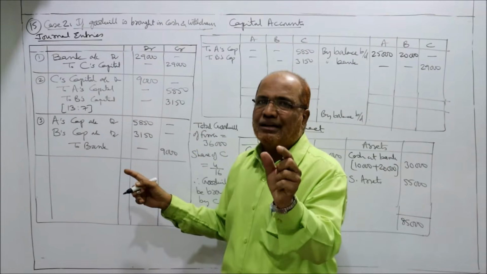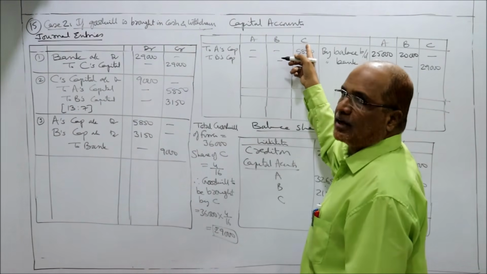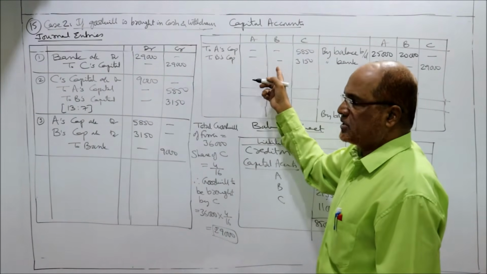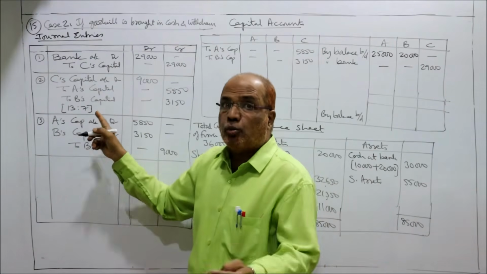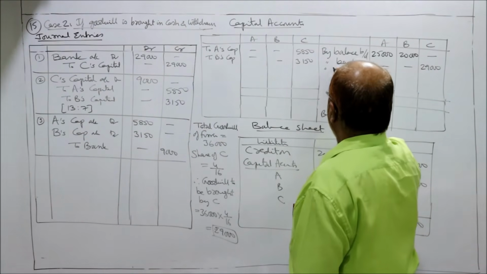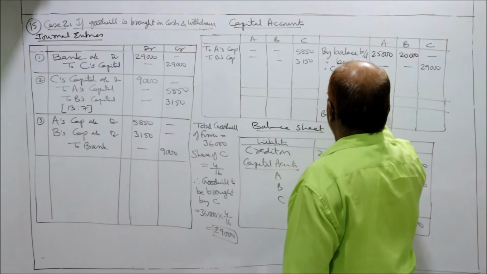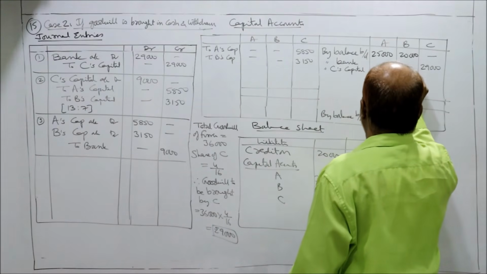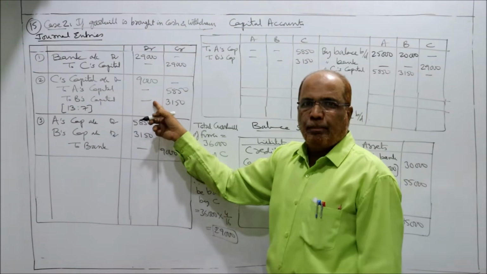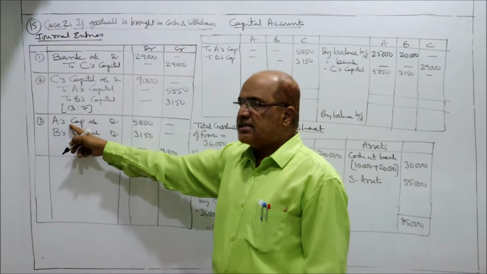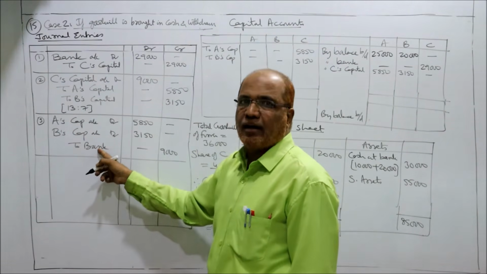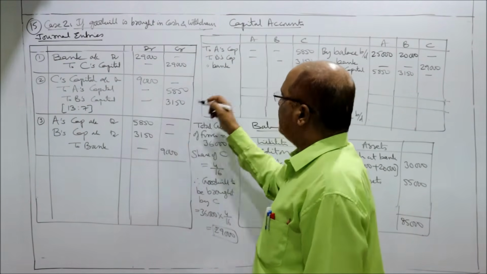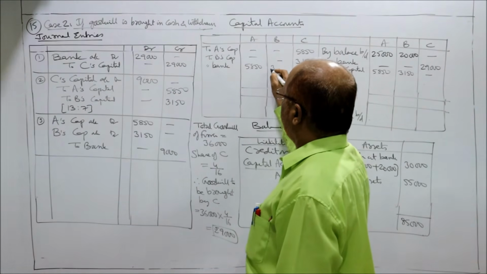तो C के कैपिटल को डेबिट करना है 9,000. तो ये डेबिट साइड है C का कैपिटल. इसका ऑपोजिट क्या है यहाँ पर? A's capital, B's capital. And A's capital and B's capital should be credited. तो क्रेडिट साइड by C's capital goodwill. तो A और B को कितना मिल रहा है? 5,850, 3,150. Entry passed. Now next one is A's capital account debit, B's capital account debit to bank. So here to bank, A's capital 5,850, 3,150.